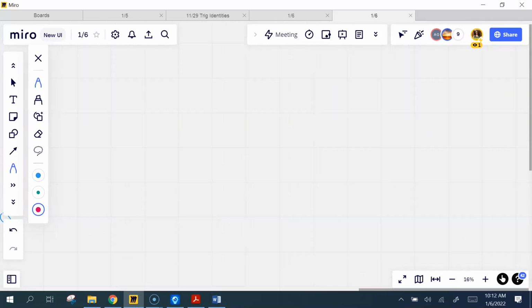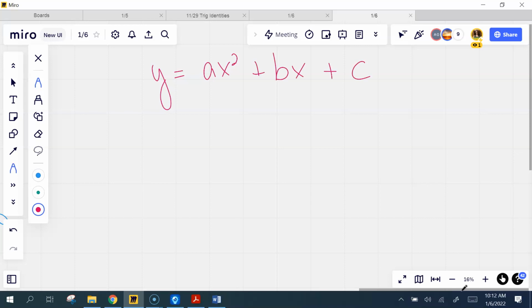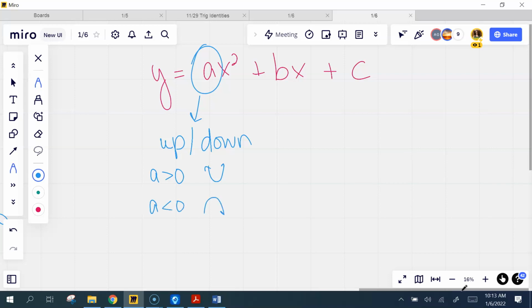All right. Let's talk about what these variables do then. A does two things to my graph. The first thing that A does is it tells me if my graph is going to be up or down. Remember that a quadratic could have both ends going up or both ends going down. If A is positive, meaning A greater than 0, then I'm going to have a parabola that opens up. But if A is negative, guess what happens? It goes down. That's the first thing A does.